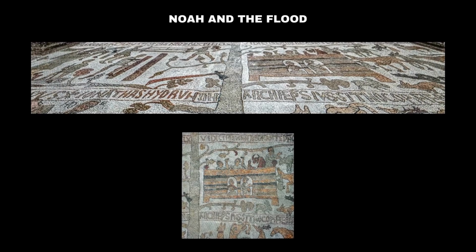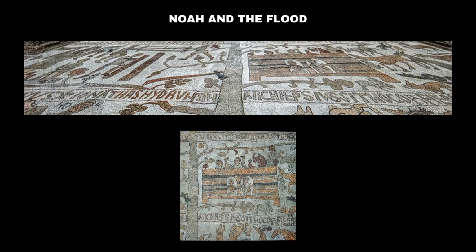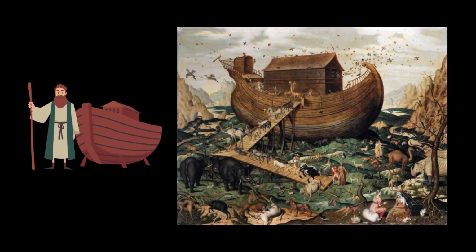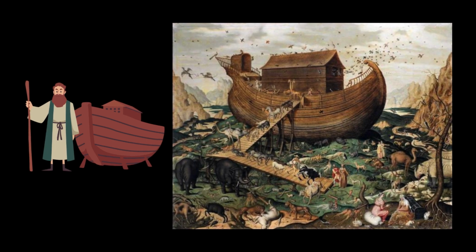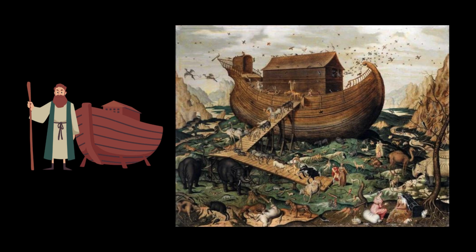Below the months and the zodiac on the Tree of Life floor mosaic is a depiction of Noah and the flood. The story of Noah and the flood is an account in the biblical book of Genesis, chapters 6 to 9. According to the narrative, God decided to destroy the earth and its inhabitants due to their wickedness and violence. However, God found one righteous man, Noah, and instructed him to build an ark to save himself, his family, and 2 of every kind of animal from the impending flood.